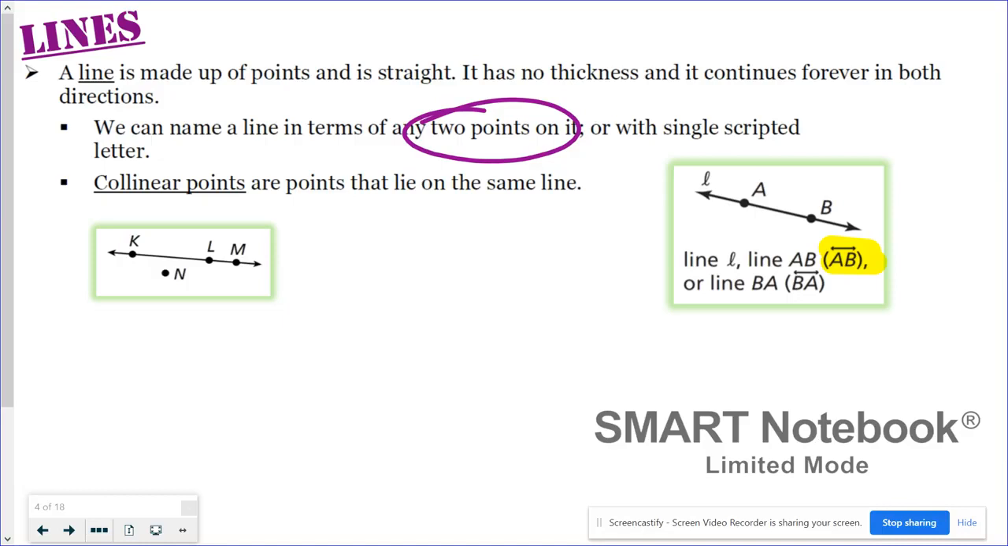Another vocabulary term that we'll just throw in here right now is collinear. The prefix co means together, and then linear, you see the word line there. So we're talking about together on the same line. So anytime you have points that lie on the same line, this is called collinear.